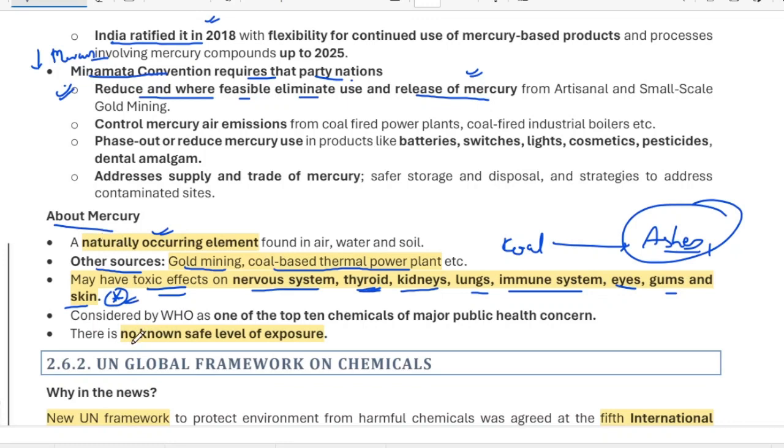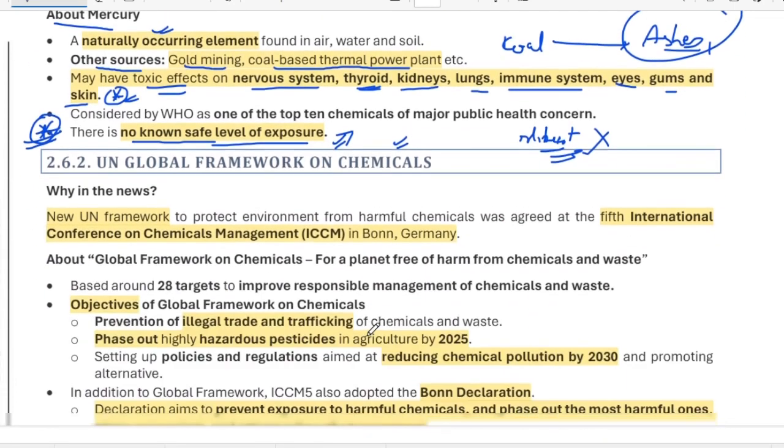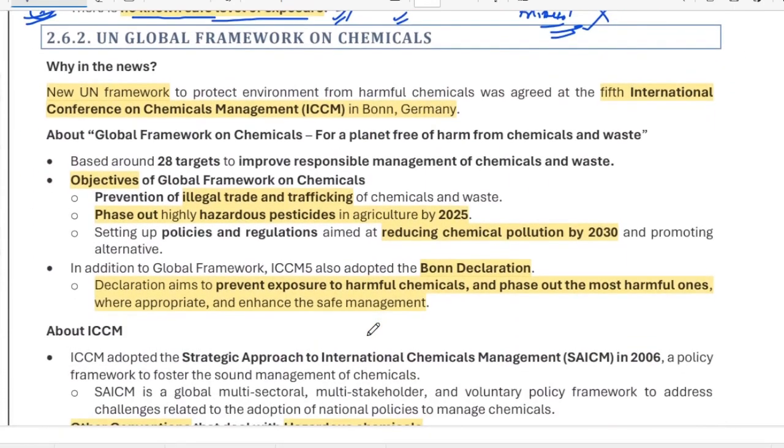Okay, now there are no known safe levels of exposure. This fact is very important, you must remember it. Not even the slightest level is safe for human use. There is no known safe level where exposure will not lead to any problem. Even the slightest exposure to mercury will lead to problems in the human body. So this fact becomes important.